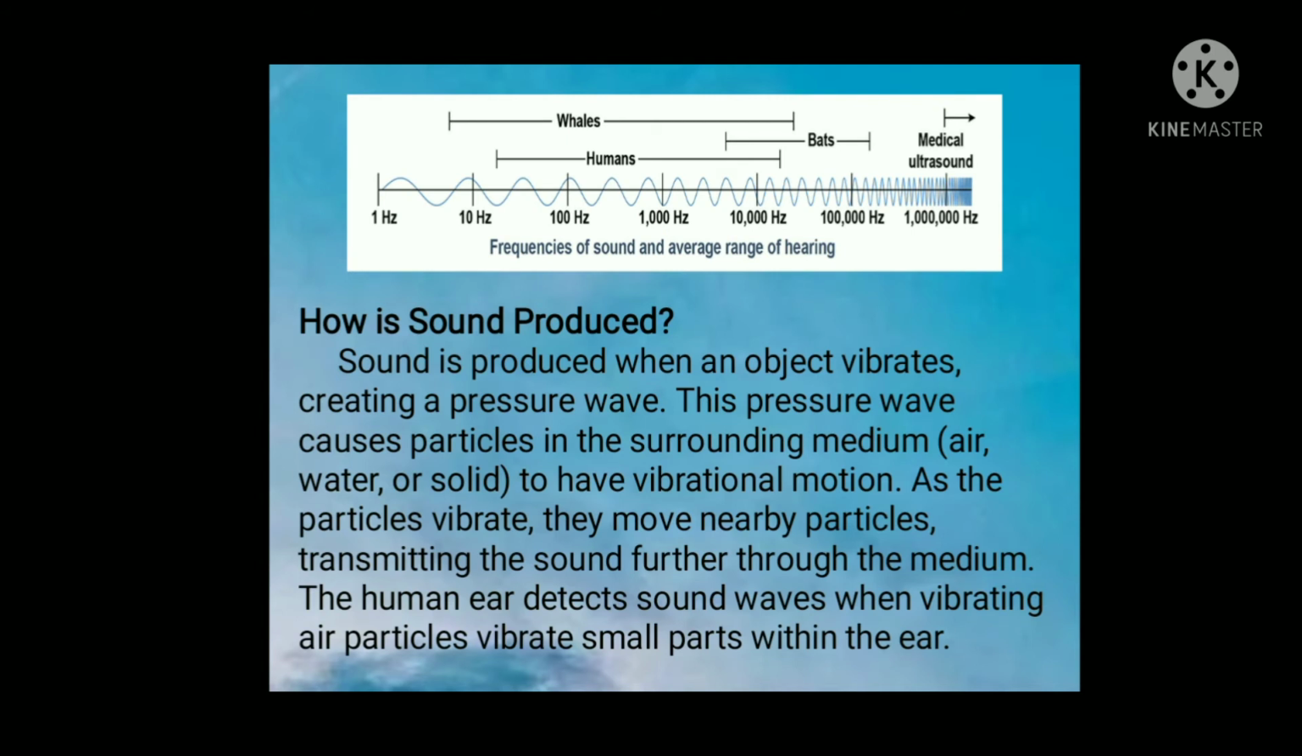How is sound produced? Sound is produced when an object vibrates, creating a pressure wave. This pressure wave causes particles in the surrounding medium, or air, water, or solid, to have vibrational motion. As the particles vibrate, they move nearby particles, transmitting the sound further through the medium. The human ear detects sound waves when vibrating air particles vibrate small parts within the ear.